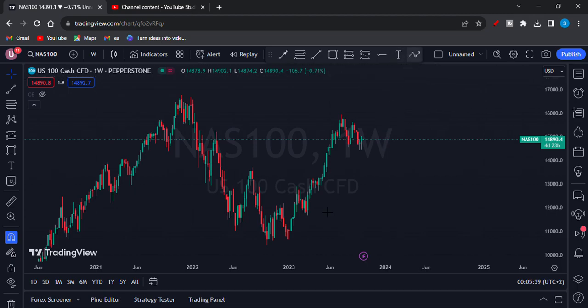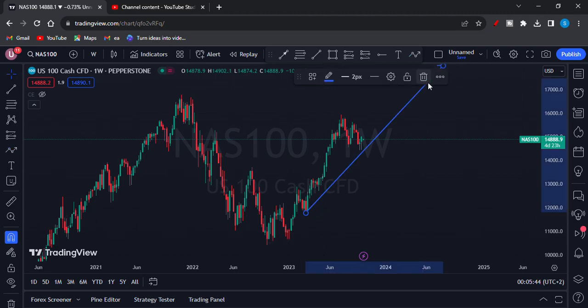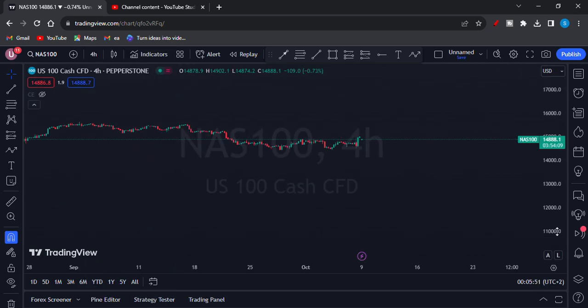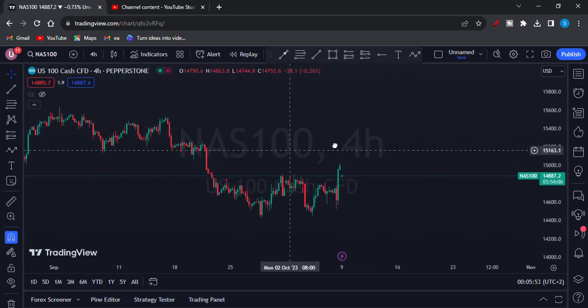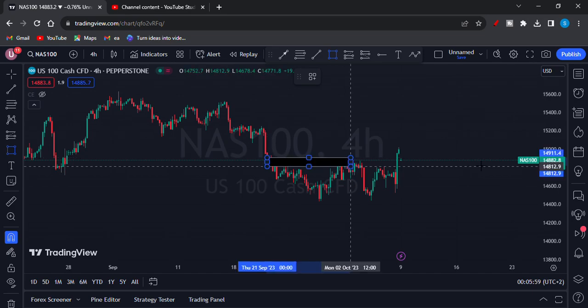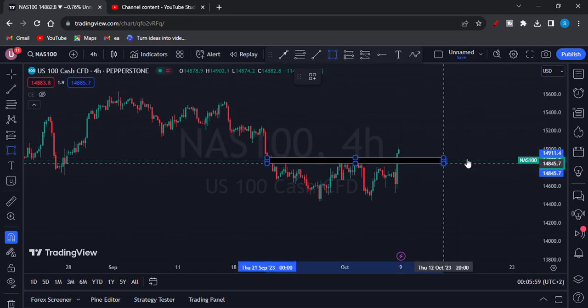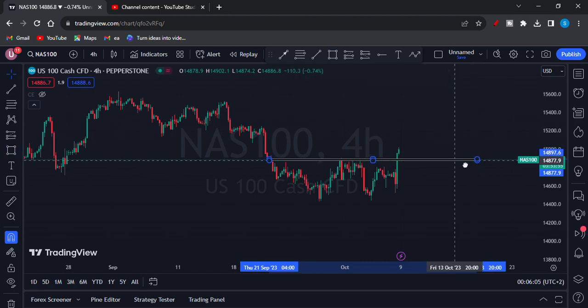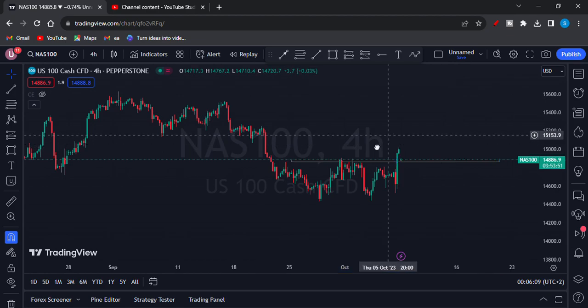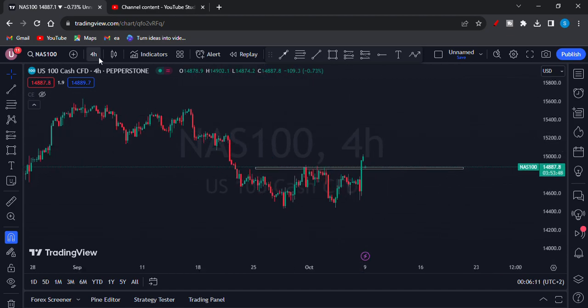So let's analyze Nasdaq. We are on an uptrend, and then let's go to our file. So we know for this zone, what's happening. This resistance area right there, and then let's go to the hourly.